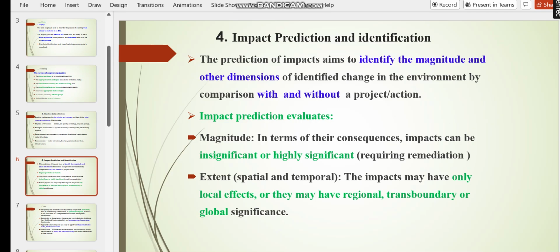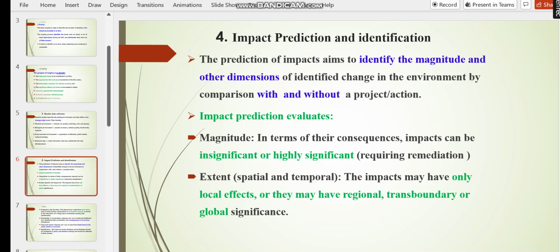The fourth step is impact prediction and identification. The prediction of impacts aims to identify the magnitude and other dimensions of identified changes in the environment by comparing with and without the project action. Impact prediction evaluates magnitude of impact, extent, frequency and duration, probability and uncertainty, type and nature, and significance of impacts.